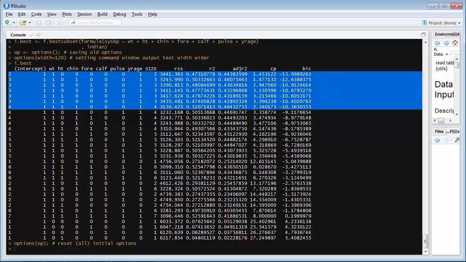The height has 0.47 for R squared. 0.47 is already up here. So we're not really gaining anything with height. So I asked three simple questions, and I've got as good a model as I can, at least with this set of variables.